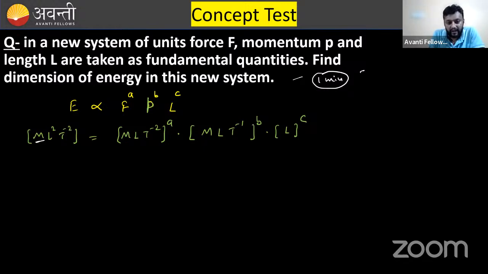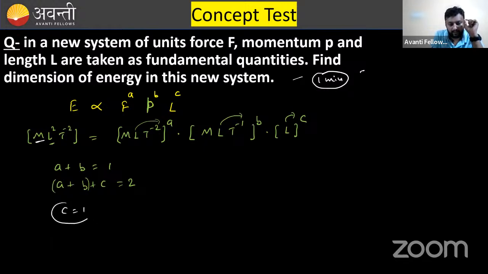Now compare the dimension of M. A plus B is equal to 1. That is clear. Now for the L, that is A plus B plus C. That means A plus B plus C is equal to 2. Comparing L, if you can see these two equations, A plus B is 1, so C is also 1. So from this result, I get C is equal to 1.